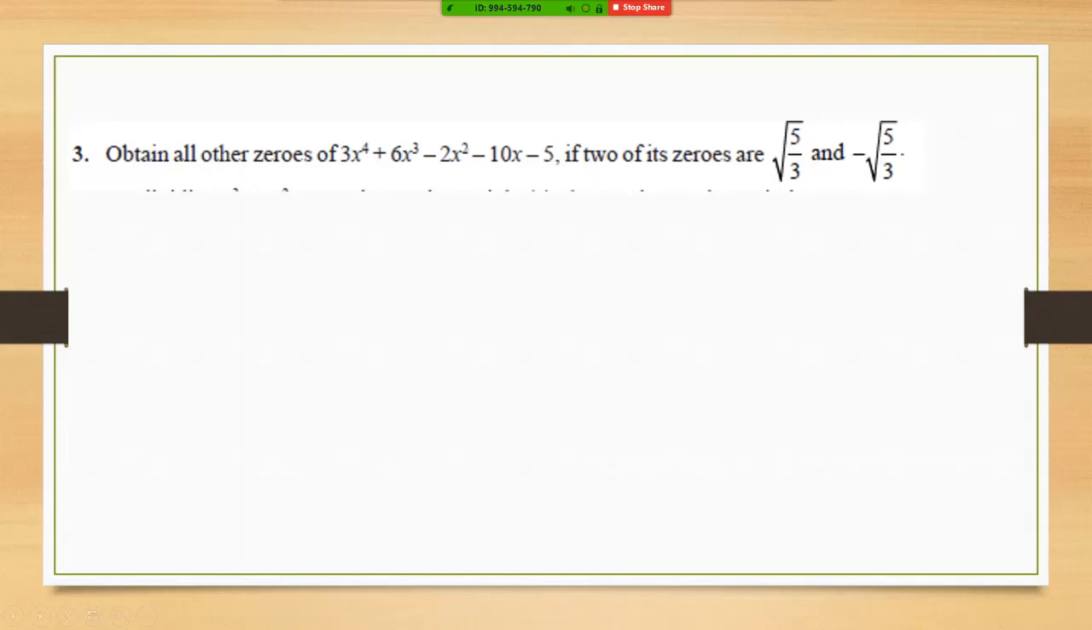For all those who are starting with main question number 3, start with this. Obtain all the zeros of this if two of its zeros are given as this and this. This is exactly like one of the examples which I was telling you. So if two of its zeros are this and this, what is the factor? We can say x minus root 3 upon 2 and x plus root 3 upon 2 can be said to be the factor.